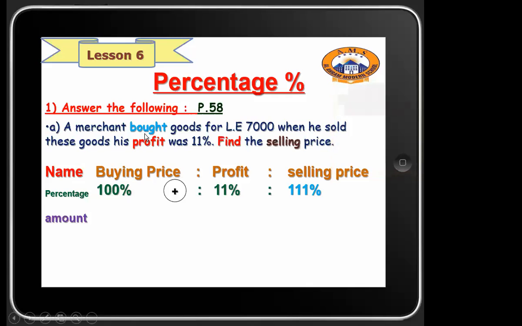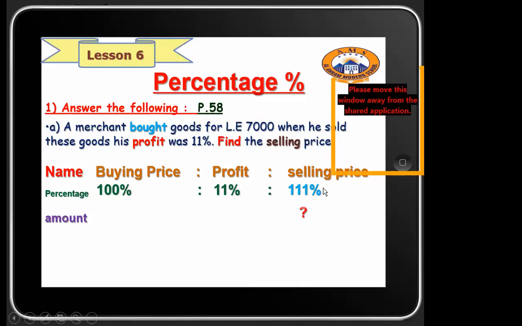Okay, so here, I want you to read again the exercise. What he wants you to find is the selling price. So below the selling price, I'm going to put a question mark because they want me to find it. And what is the other amount that he gave you in the exercise? The buying price, the keyword also for the buying price is 7,000 LE. Very good, 7,000 LE. So below the buying price, I'm going to put 7,000.